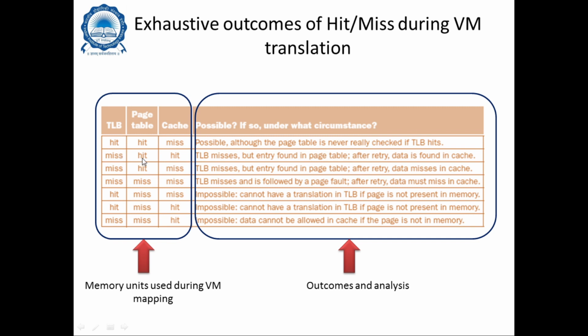Second is miss, hit, that is, the TLB is a miss and the page table is a hit. So TLB miss means the entry has to be found in the page table, and after retry the data is found in the cache. So that is definitely possible. So miss, hit is also possible. The third scenario is you have a miss, TLB is a miss, the page table is a hit, and the data cache produces a miss. That is also possible. So TLB encounters a miss, but the entry is found in the page table, and after retry the data misses in the cache.